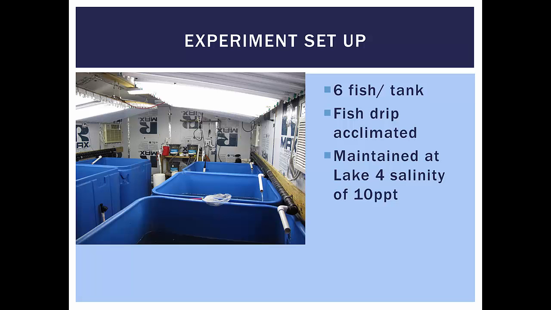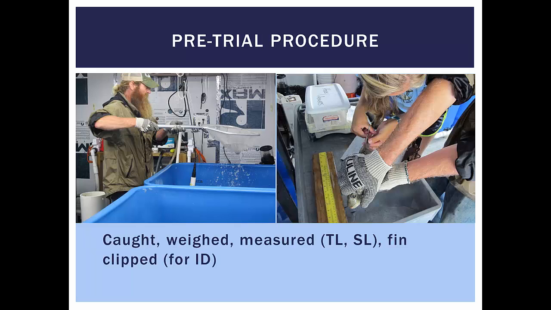And when we brought the fish into the shed, they were drip acclimated to tank conditions. Even though it was a similar salinity, there's still other things that could be different. So we drip acclimated them for about 2 hours. And for the first couple days, they were given a couple days to get used to the tank conditions, and they were maintained at 10 parts per thousand.